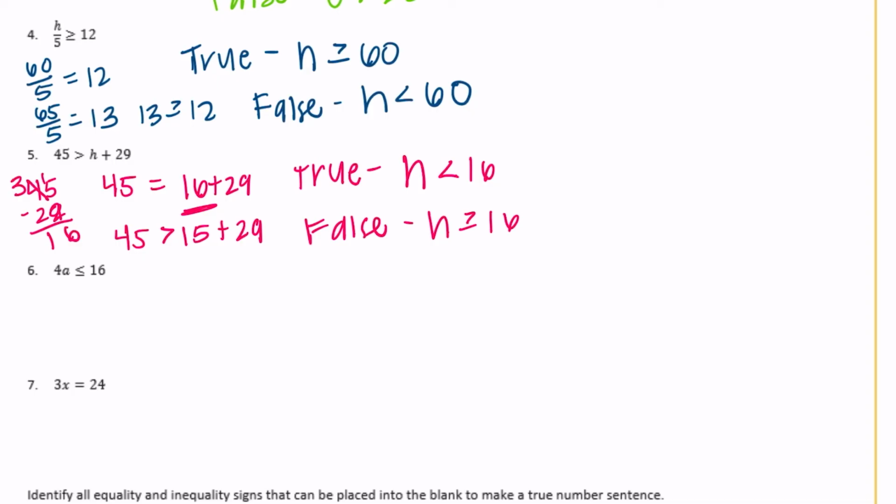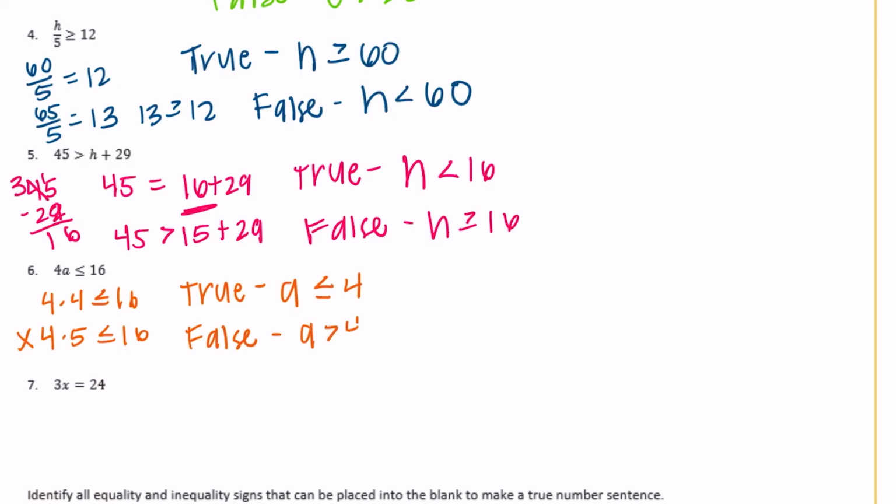Number 6. 4 times a is less than or equal to 16. So 4 times what would get us 16? So if a is 4, 4 times 4, that would be equal to 16. If I made it 4 times 5, is that less than or equal to 16? That's not, because it's 20, and 20 is not less than or equal to 16. So it looks like we need anything 4 or lower for it to be true. So a must be less than or equal to 4. For it to be false, a needs to be greater than 4.